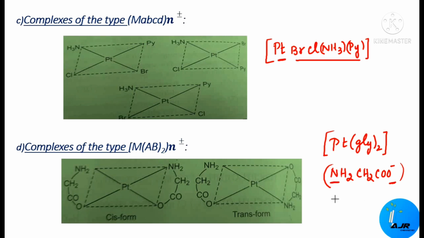So this can give both cis as well as trans isomers, as shown in the figure. See here, in this case, this nitrogen is attached to this platinum and oxygen is attached. Here also nitrogen and oxygen. But in the trans isomer, the position has changed. Did you see? Here O and here NH2. Just the reverse. So this is the cis isomer and the trans isomer.